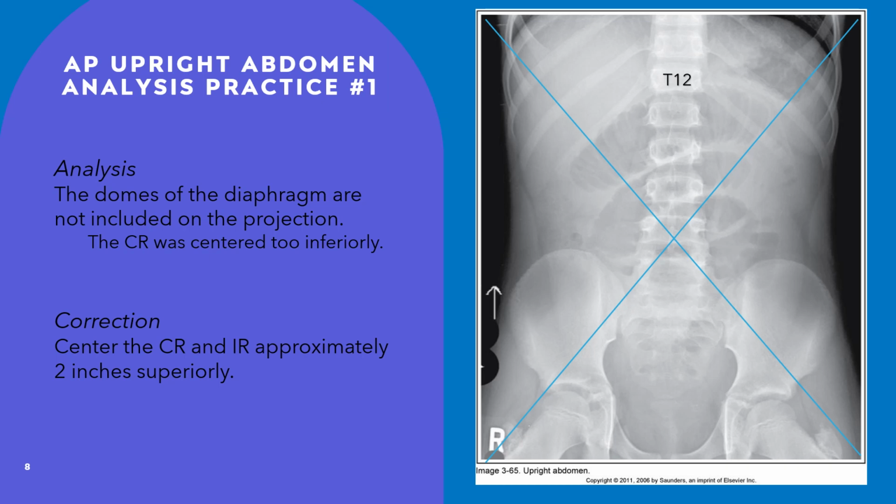AP upright abdomen image analysis practice number 1. Analysis: the domes of the diaphragms are not included on this projection. The CR is centered inferiorly. We should be 2 inches above the crest, and we are not. Correction would be to center the CR and IR appropriately, 2 inches superior. As you can see with the X I have drawn on this image to locate where T12 is, we don't even have the diaphragms on here. This is unacceptable and would have to be repeated.